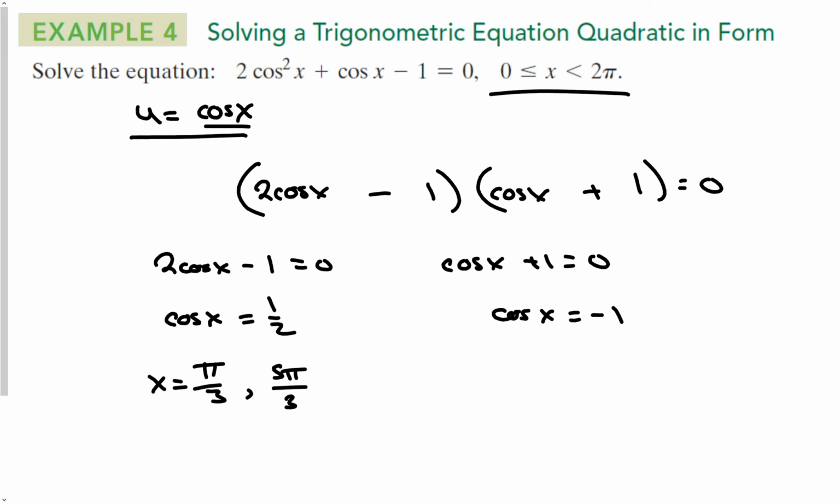Where is the cosine equal to 1? Well, that is at, or sorry, where's the cosine equal to negative 1? That is at pi.